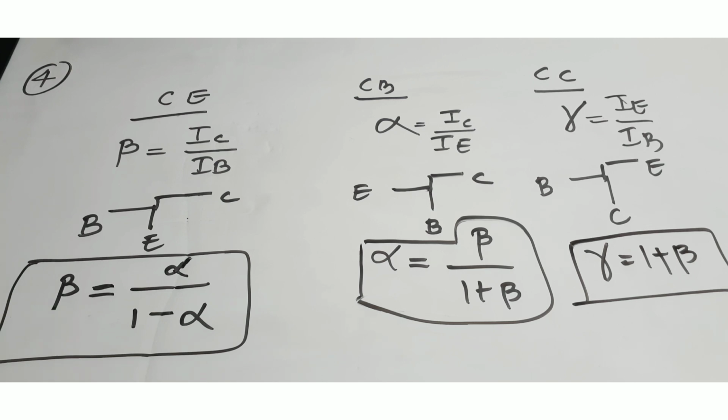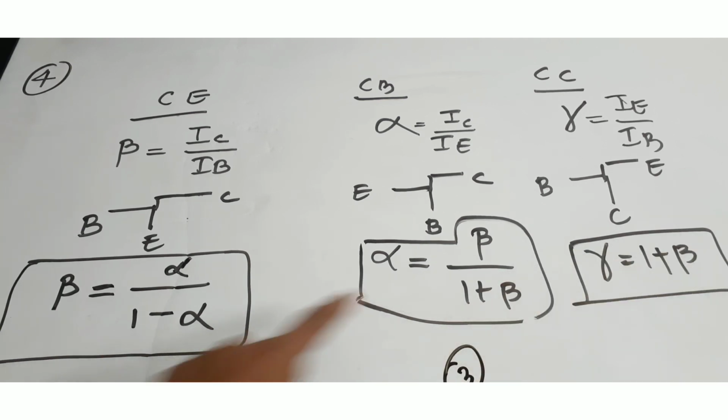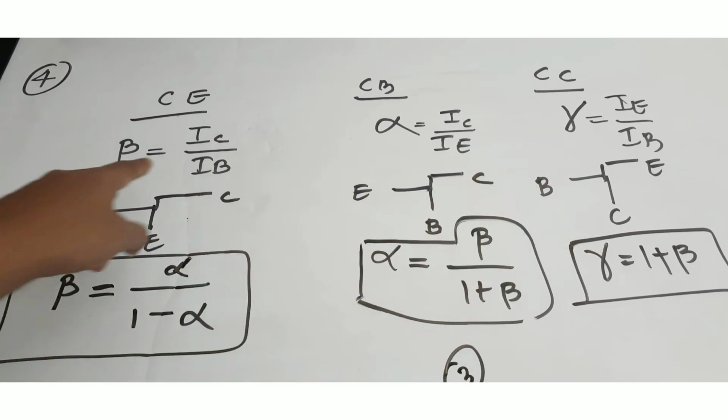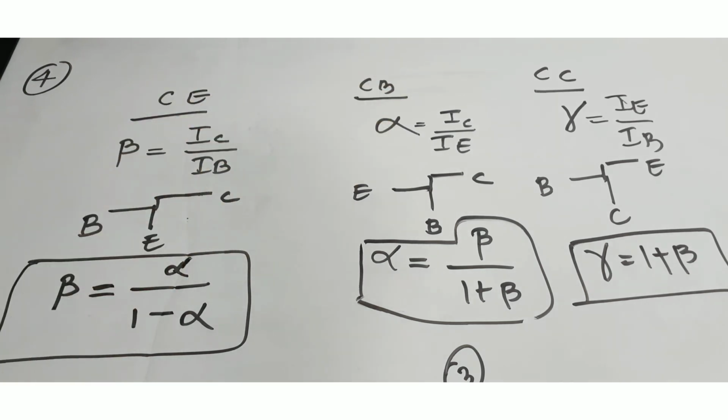Now in this question, they are asking the relation between beta and alpha. And beta equal to alpha by 1 minus alpha is the expression, and the correct answer is option 3. Anyway, just note down these three expressions: beta, alpha and gamma. And also the equations: beta equal to IC by IB, alpha equal to IC by IE, and gamma equal to IE by IB. So the correct answer for the question is option 3.